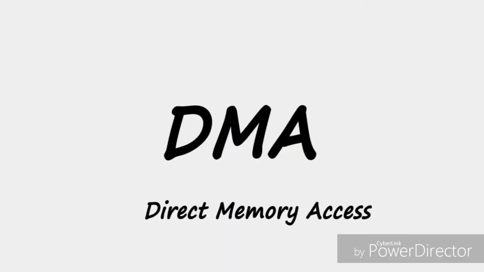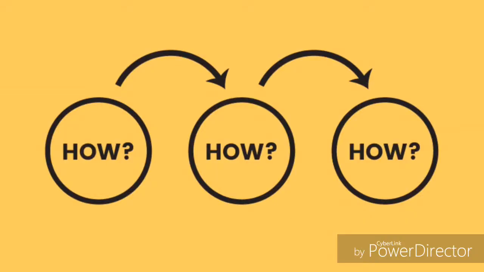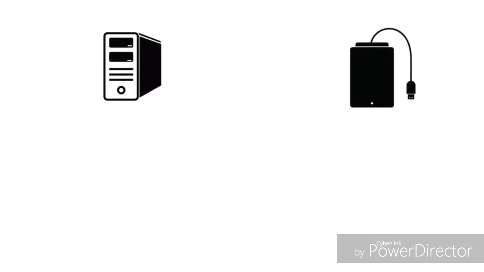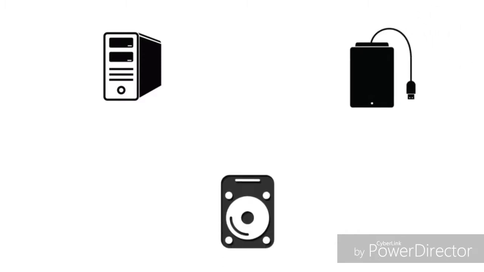DMA means direct memory access. How does it perform the transfer of data operation? In simple terms, DMA is an operation in which data is transferred from one source to another source. Let us say we have a CPU, an input-output device, and the memory.